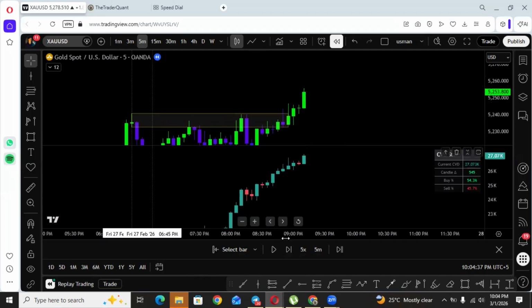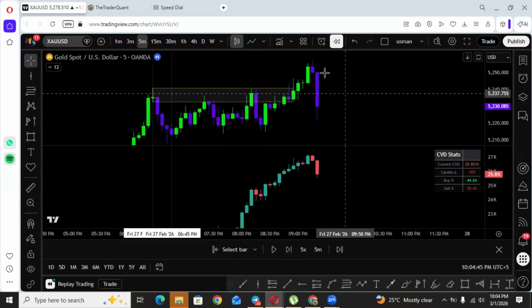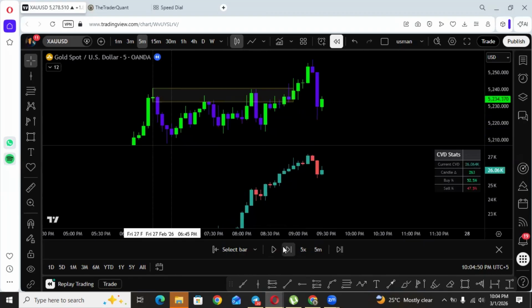Price is moving up. Price has to move up. They are showing a little bit of selling. Now we can see they are taking the price down. Again buying. What is happening at this point?